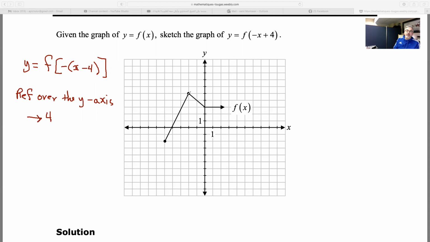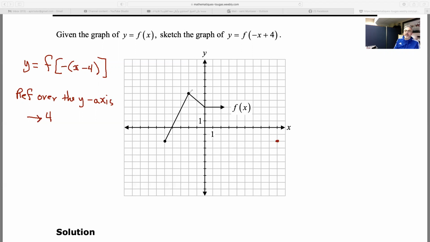You could, honestly, just go to this graph right here and start doing this. So if I want to start right here, reflection over the y-axis. So that's 1, 2, 3, 4, 5 away from the y-axis. You go 1, 2, 3, 4, 5 away from the y-axis, and that's already reflected. Now it says 4 to the right. So you go 1, 2, 3, 4, and that's where your point is going to be.